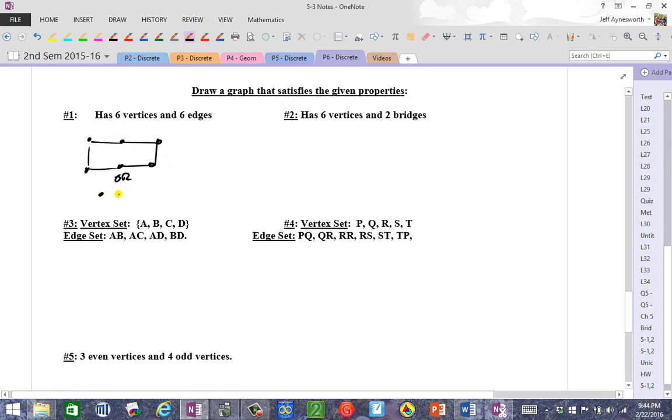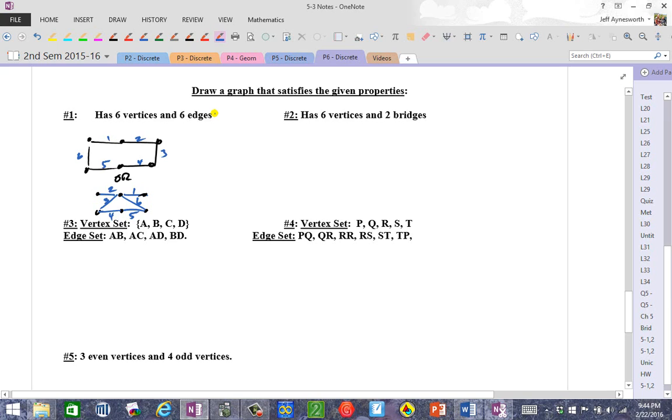Or let's draw another one. Let me put it in blue. So 6 edges. 1, 2, 3, 4, 5, 6, 7. Oh, that's 7, so that's not good. That's too many. Let me redraw this. I put too many in there. 1, 2, 3, 4, 5, 6. There we go. So 6 edges, 6 vertices.